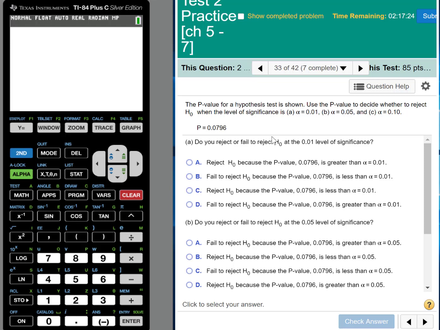The p-value for a hypothesis test is shown. Use the p-value to decide whether to reject H0 or fail to reject H0. Remember, if the p-value is less than alpha, we reject H0. If the p-value is more than alpha, we fail to reject H0.